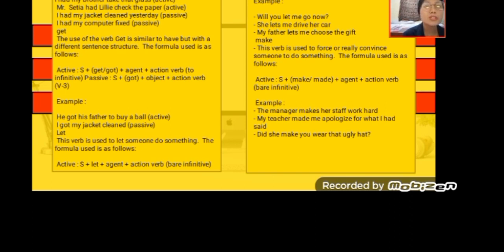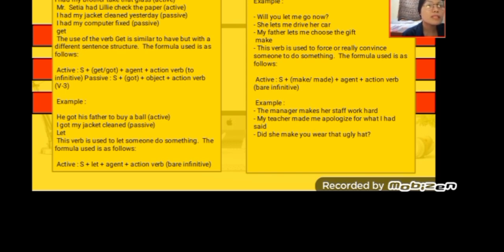Let. This verb is used to let someone do something. The formula used is as follows. Subject plus let plus agent plus action verb. For example, will you let me go now? And she lets me drive her car. My father lets me choose the gift.